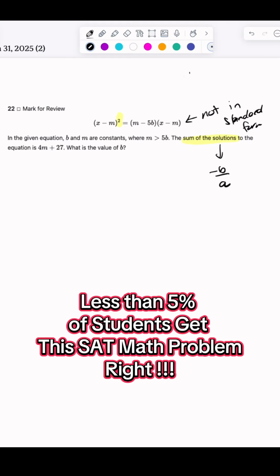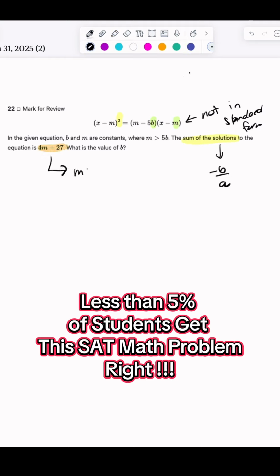make a careless mistake. At first glance, when I look at this, I'm thinking it's not a contender for Desmos. Why am I thinking that? Well, because I have two constants, which means there would be two sliders. But is there really? Because they actually say here that the sum of the solutions is 4m plus 27.